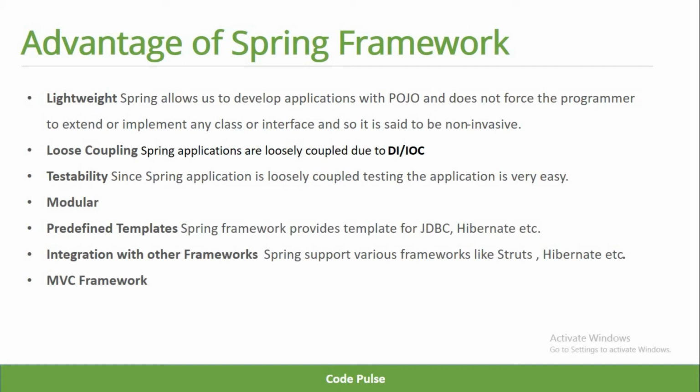predefined interface or class. Okay, loose coupling. As I told you, the Spring framework is built with the dependency injection design pattern, and hence the Spring classes are loosely coupled, and since they are loosely coupled, we can easily test them, right? Next we have modular. As I told you, Spring framework is modular. It consists of 20 modules, but for your project we can choose only those modules which are required. The rest of the modules can be easily ignored.